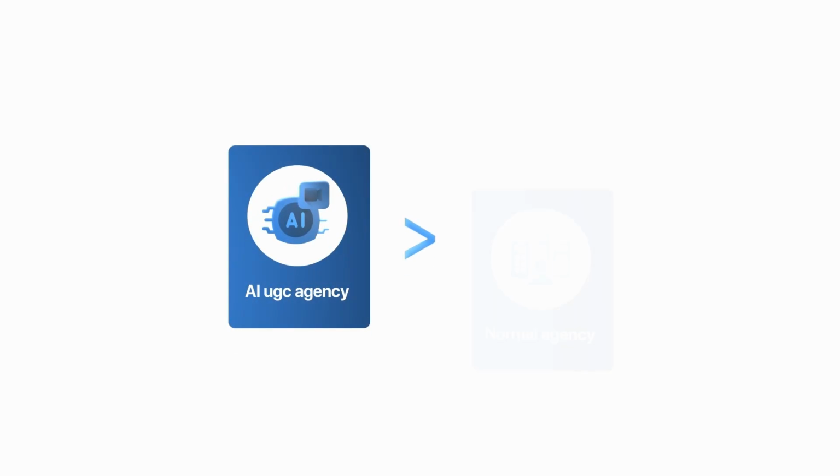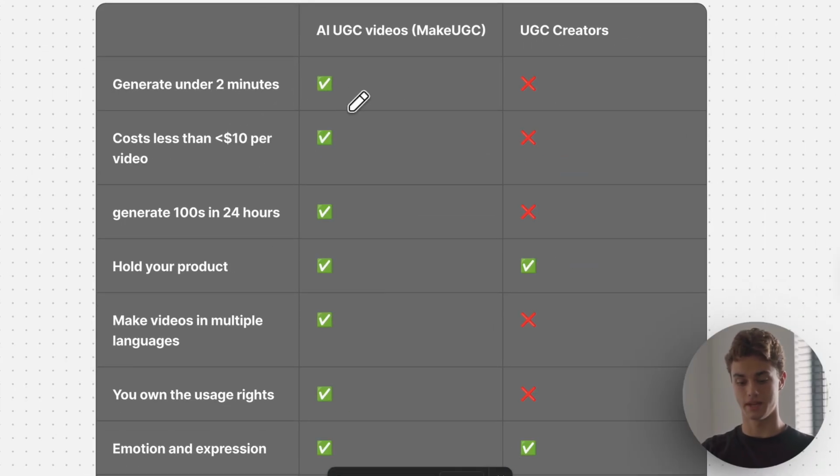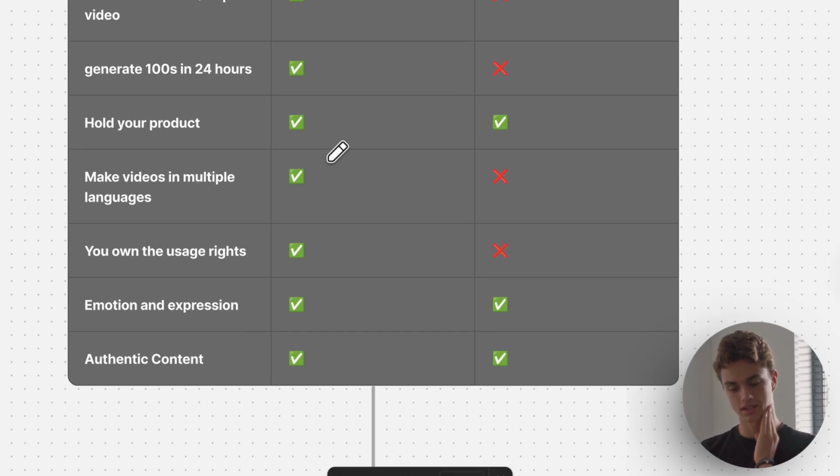And the benefits to this are crazy, and the reason why you settle with an AI UGC agency compared to just a normal UGC agency is because it generates literally within 2 minutes. As you can see, 2 minutes of waiting time compared to UGC creators, which can take days, if not weeks even, to get it right. Cost per video is less than $10 per video. Hundreds in 24 hours, which is just impossible otherwise, and it's just spending tens of thousands of dollars. And then holding your product in hand is obviously both, but the fact that you've got all these benefits just shows what is so much better.